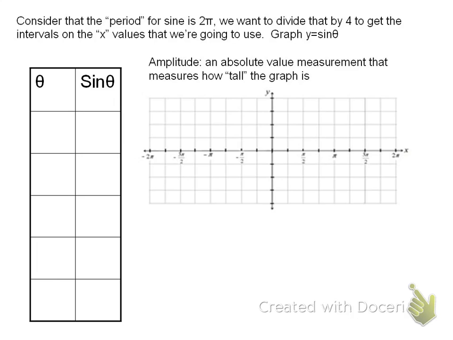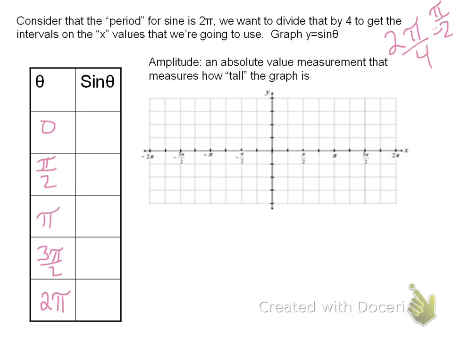So here, when we consider the period for sine as 2 pi, what we're going to do is to get our quote-unquote x values, which are really our theta values, we're going to take that period and we're going to divide it by 4. So 2 pi divided by 4 reduces to pi over 2. So we're going to talk about pi over 2 increments. So we have 0 radians, pi over 2 radians, pi radians, 3 pi over 2 radians, and then we wrap back around to 2 pi.